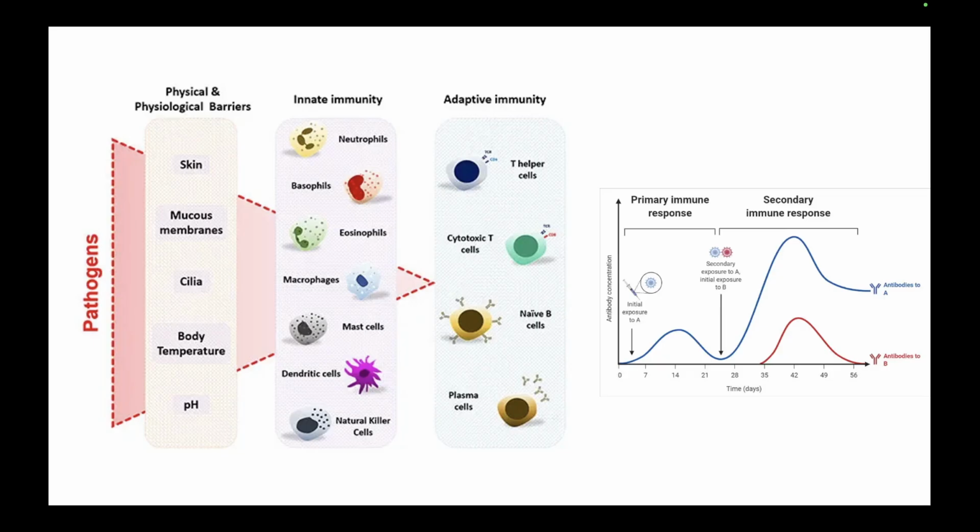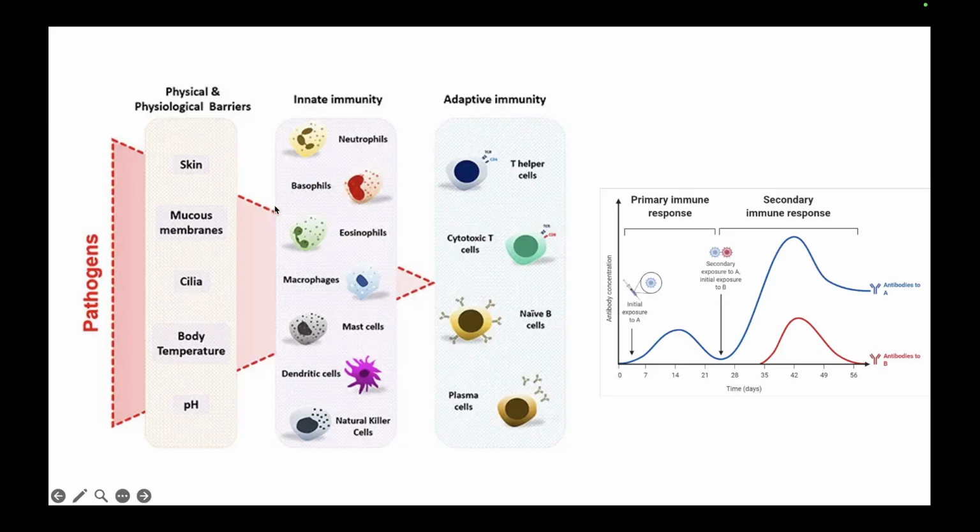Then there are cilia through our GI tract. Then the body temperature: if the body temperature is high, the foreign pathogen will not survive. The pH of those also provides physical barriers. Okay, so that the pathogens will not be harming us.